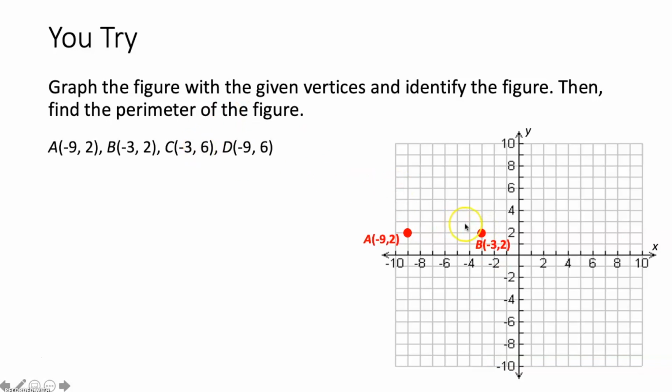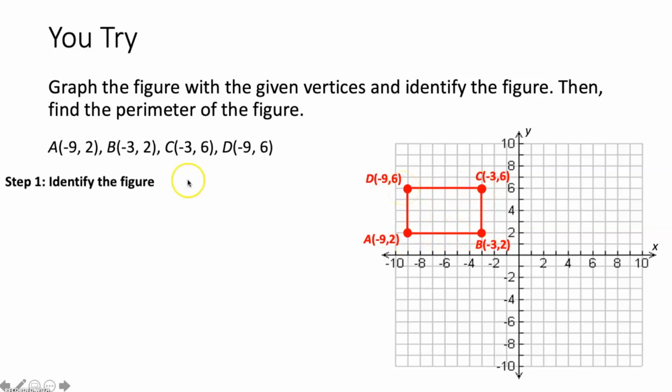Point C is at -3, 6. So we go over -3 on the x-axis, up 6 on the y-axis, put a point. And then point D is at -9, 6. So we go over -9 on the x-axis, up 6 on the y-axis, put a point. We then draw line segments connecting each of these points, and we see that our polygon here is actually going to be a quadrilateral because it has 4 sides.